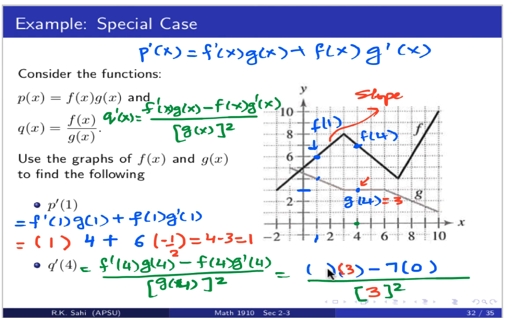Okay, so f prime of 4 we said is -1. So what's the final answer? It's -3 over 9, and the final answer is -1/3. Okay, so these are some of the kind of problems which are basically applying things you have learned from a graphical point of view. So kind of these things can come in the exams.